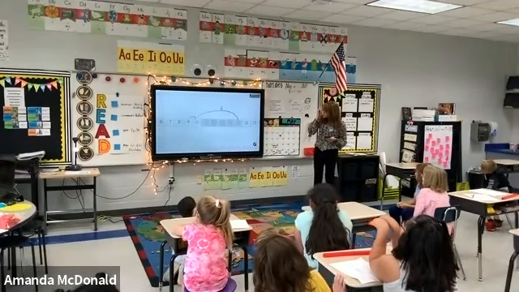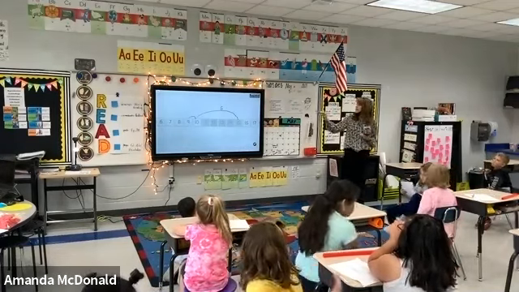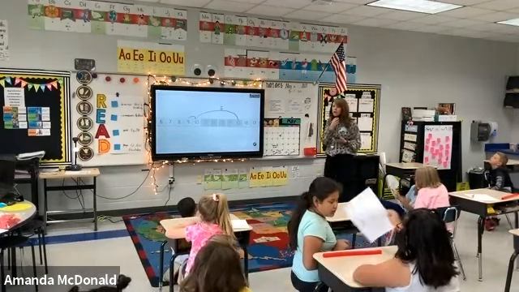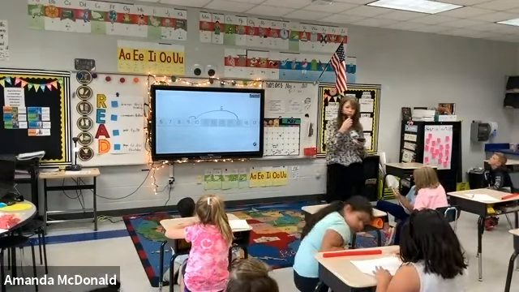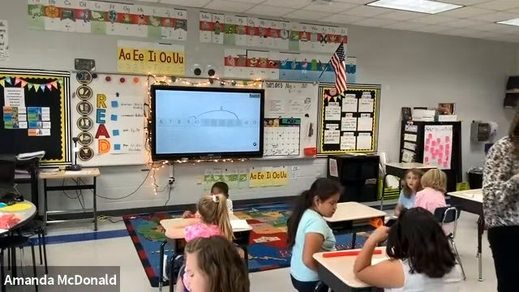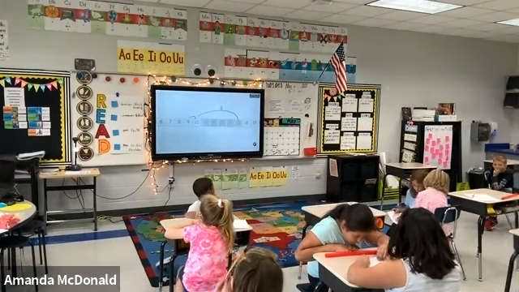Y'all see that? So I want you to look at what Sarah did on your paper that's in front of you. How does this model show what Sarah did? Where do you see her hops? Where did she start? Where did she land? And where's the answer? Talk to your partner about what's on the board. What do you think? Where'd she start?